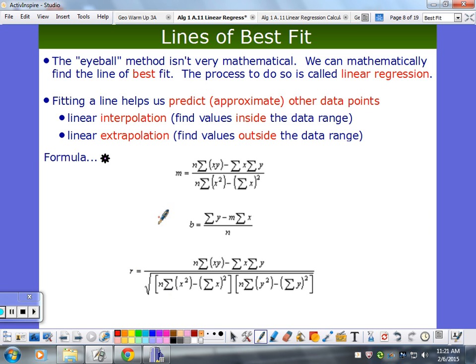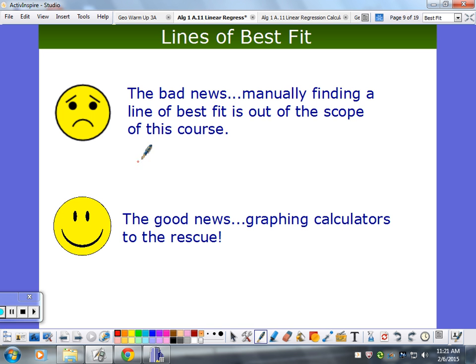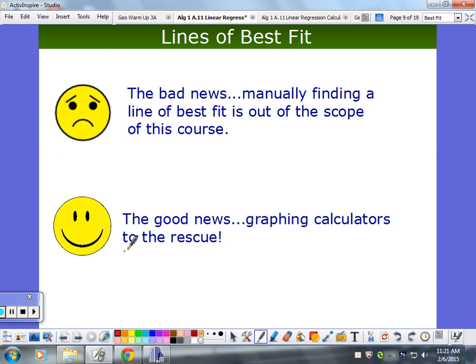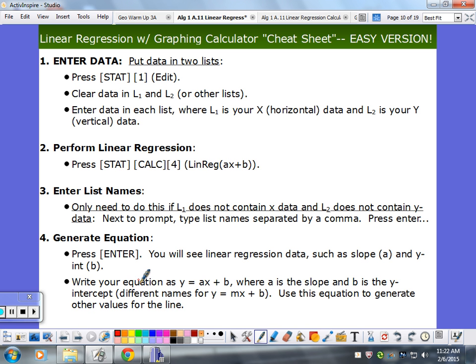Okay? So you up for that? Yeah. I got some bad news for you. We're not manually finding a line of best fit. It's just out of scope for what we're going to do in this class. I'm really sorry. I know you were excited to use this formula. I wanted to use that formula. You can if you want. We're going to use the calculator. Thank you. You're welcome. I am going to give you a copy.